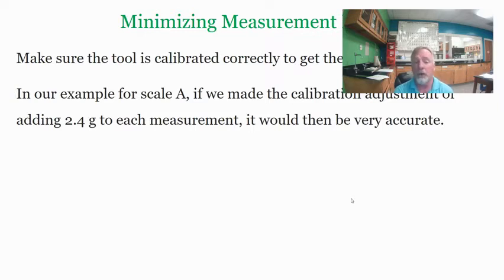If we want to make sure, we could have a precise tool, like I was talking about earlier with scale A, but if it's not calibrated correctly, that will not give us an accurate number. So we want to use the tool that has the highest precision, but we also want to make sure that tool is calibrated correctly. And oftentimes that could mean something as simple as just adding an offset to it. In the case of scale A, if we added 2.4 grams to every measurement, we could get those measurements to be accurate. We just have some systematic error in our scale that if we calibrate it correctly, we can eliminate.